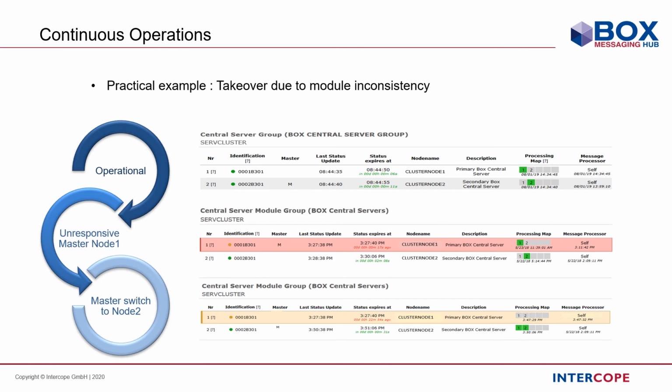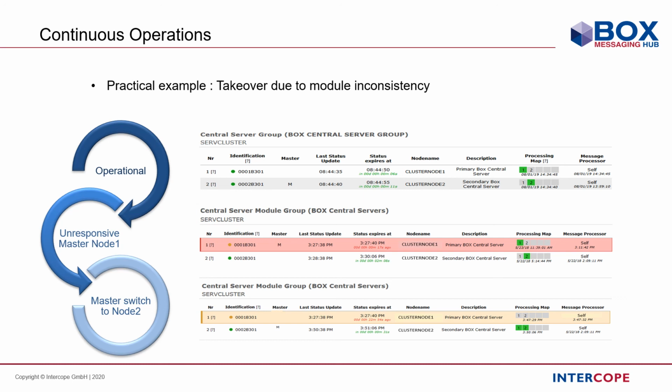So let's look at a practical example of a takeover, and I think the slide here shows it very well. The initial status of the environment provides us with a view that shows that all modules are operational. Now, how do we know this? Well, we see a clear master status for node 2. You see the M there within the master column. The timestamp of the status is current, and we have a message processor timestamp of the last message processed by both active nodes.